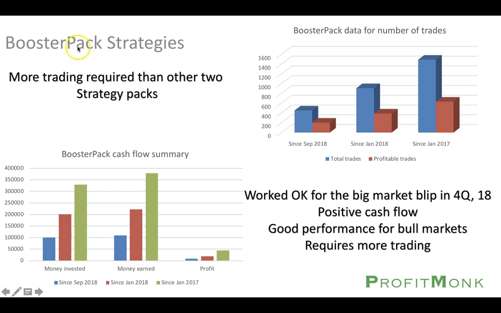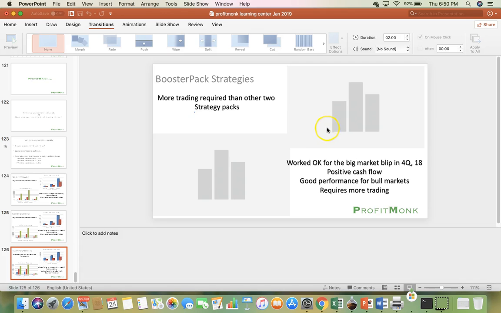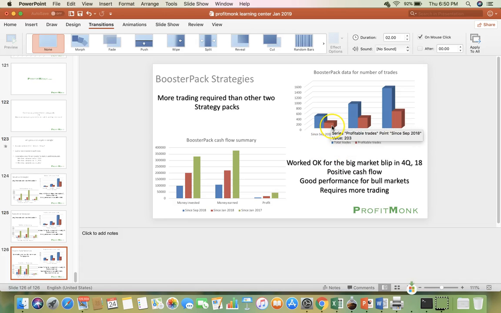Look at that. So this is Booster Pack, and these strategy packs work slightly differently, and you can see the impact. So since September, which is last quarter, this thing has basically made about 400-ish trades, and out of which, of course, there have been winners. 203 winners out of 452 trades since September 2018. But I mean, this is a lot more trades than any of the other two strategies.